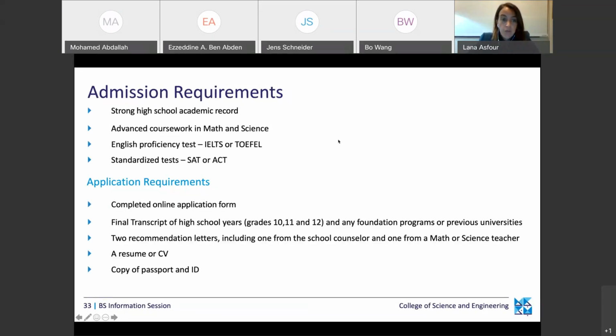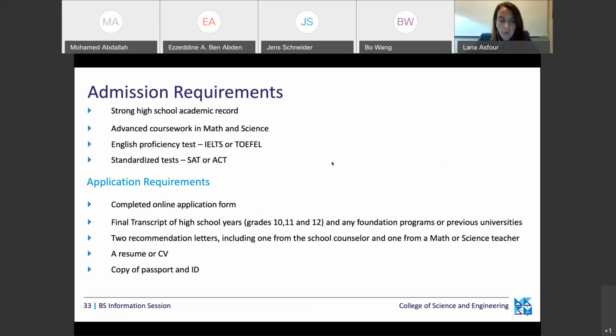So just to begin, admission requirements. First, the important thing is that you need to have a strong high school record. You need to show evidence that you have done well in your high school years, particularly in your final 2 years. So let's say you started out in grade 10, you weren't doing so well, but then you've had a significant improvement over grades 11 and 12. That's fine, but the last 2 years are extremely important.